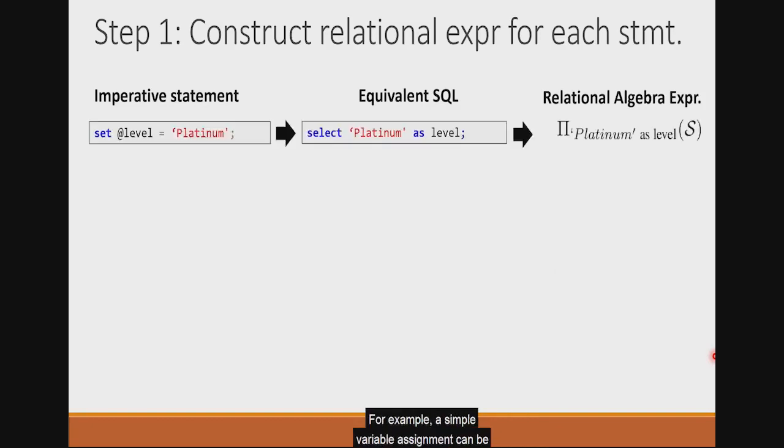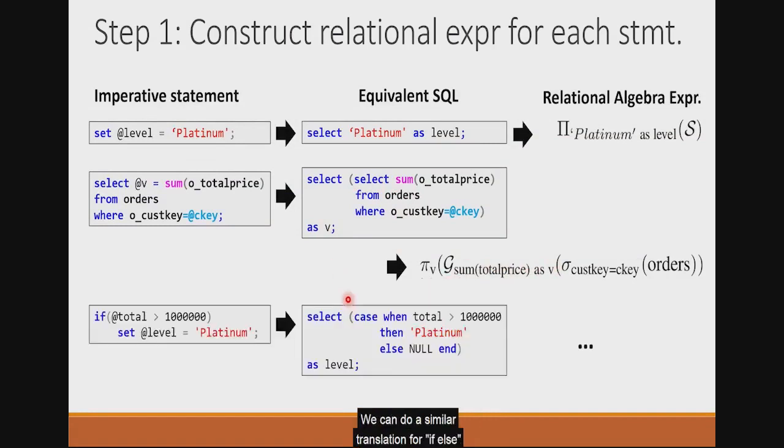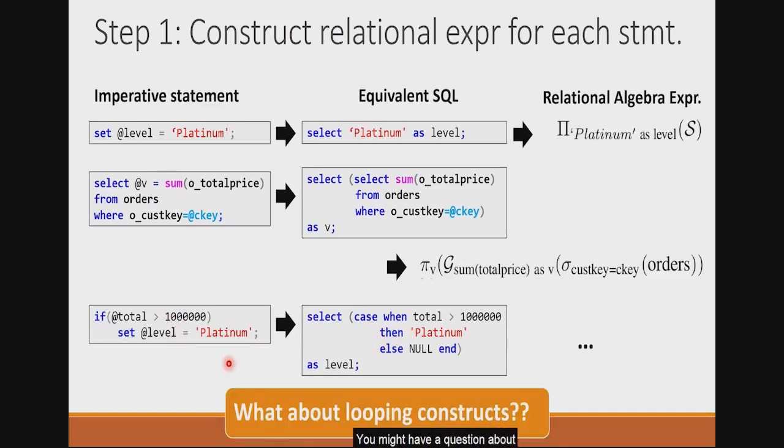So, for example, a simple variable assignment can be seen as a projection, as a constant projection. A variable assignment with an SQL query can be seen as a subquery here, as a scalar subquery projecting a column. And here I'm showing the relational algebra form of the same SQL query. And we can do a similar translation for if-else kind of constructs by using the case statement in SQL. So you might have a question about the other commonly used construct, which is the looping construct. I'll come to that later. That's the second part of the talk. But for now, we'll stick with these constructs.